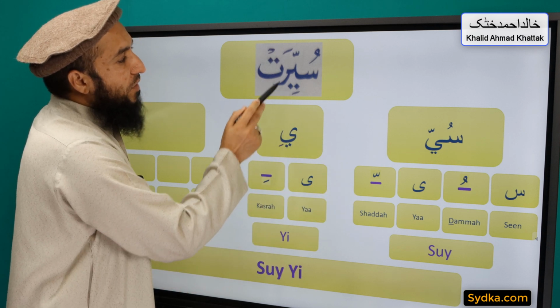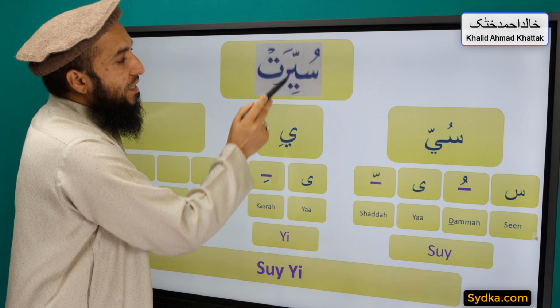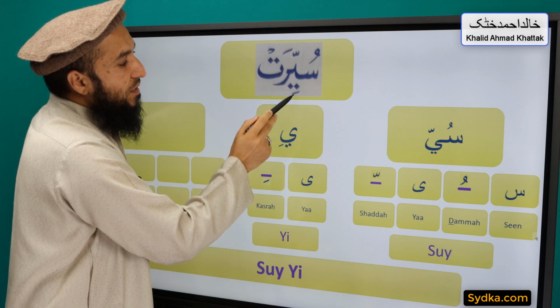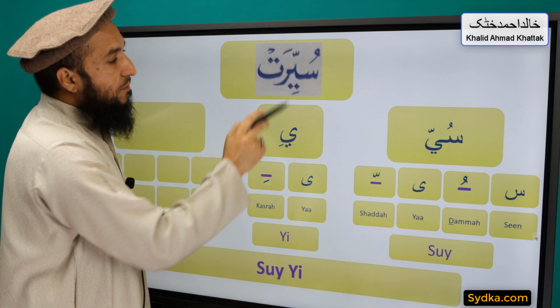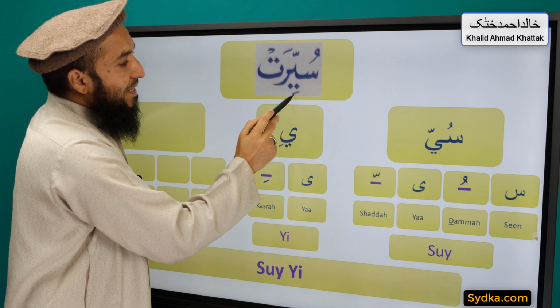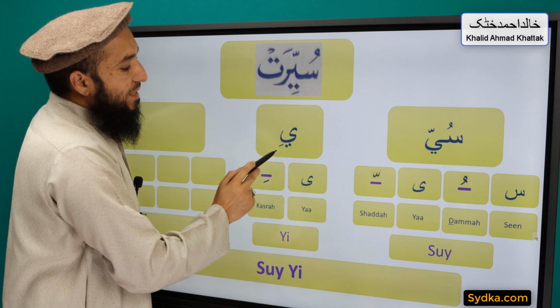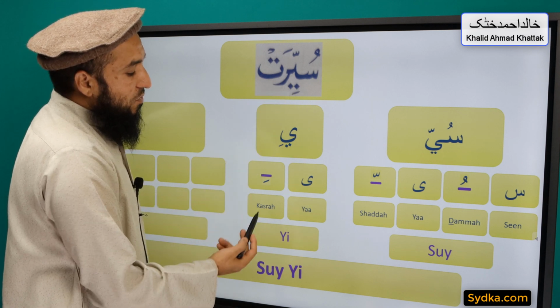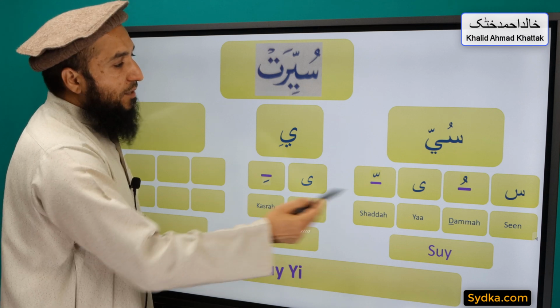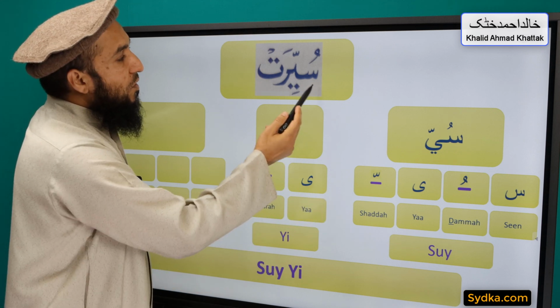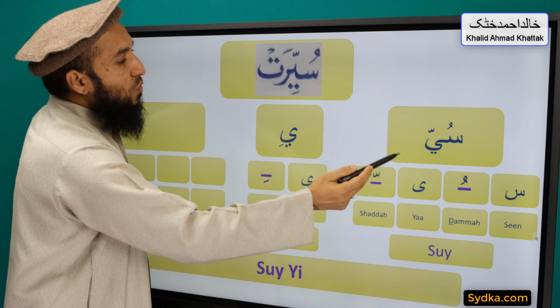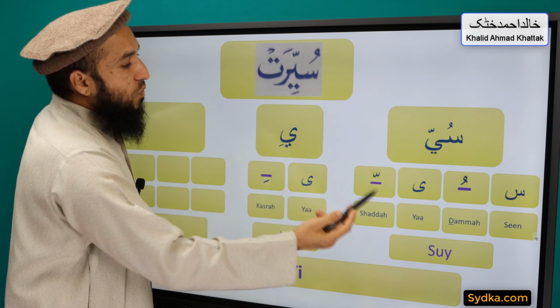The second syllable we have is ya, kasra, yi. Ya is a light letter, it has kasra underneath and it is prolonged for 1 count. Ya, kasra, yi. Combining both syllables together we have suyi, suyi, suyi.